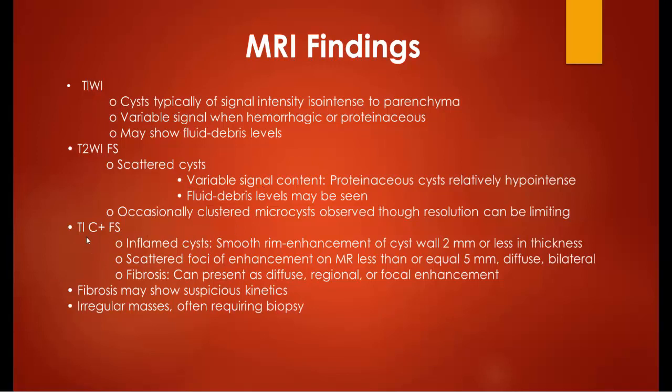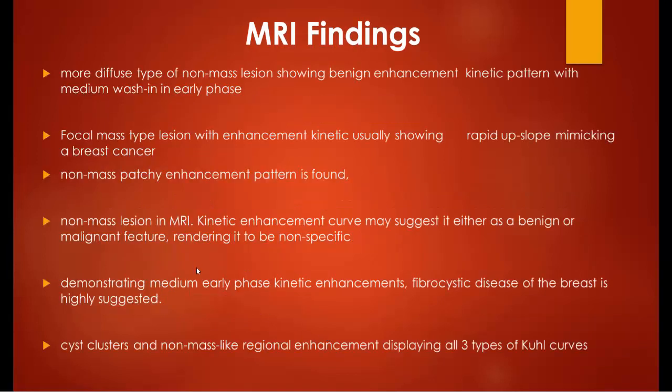T1 with contrast plus fat suppression, inflamed cysts present with smooth rim enhancement of the cyst wall, 2 mm or less in thickness. Scattered foci of enhancement in MR, less than or equal to 5 mm, diffuse bilateral. Fibrosis can present as diffuse, regional or focal enhancement. Fibrosis may show suspicious kinetics, irregular mass, requiring biopsy.